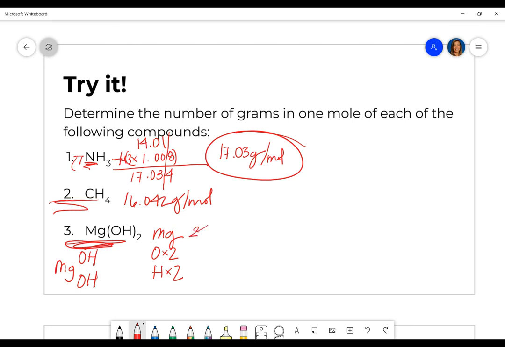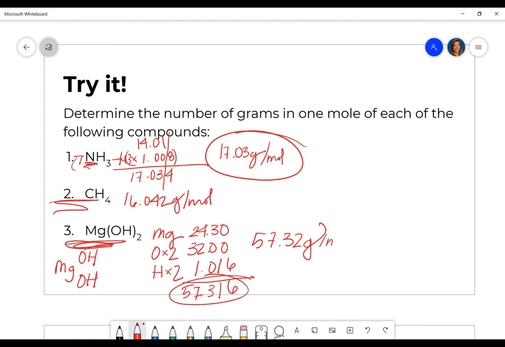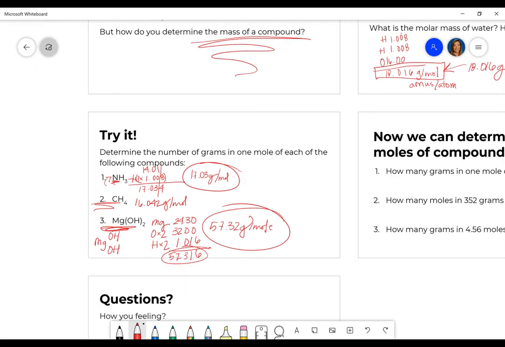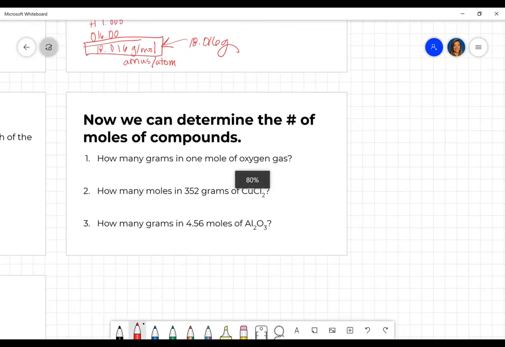So I'm getting that magnesium is 24.30, 2 oxygens is 32.00, 2 hydrogens is 2.016. So we'll just add all those up. So what am I getting? I'm getting 57.32 grams in every 1 mole. Okay, so that's how you do those. That's how you get the mass of a compound, the molar mass, meaning how many grams are in 1 mole.